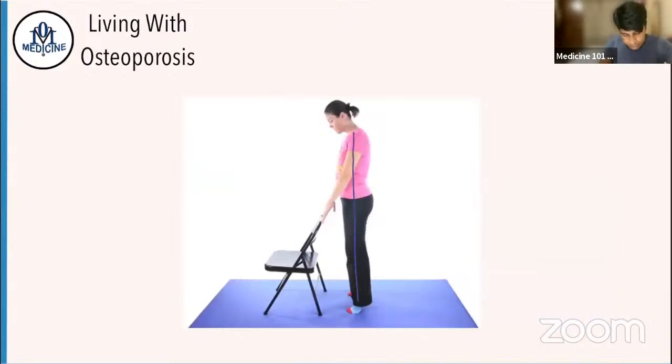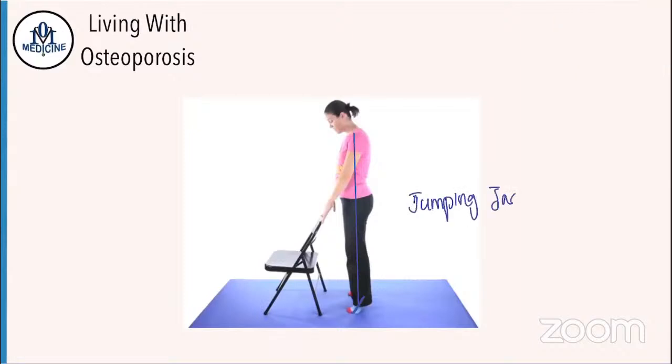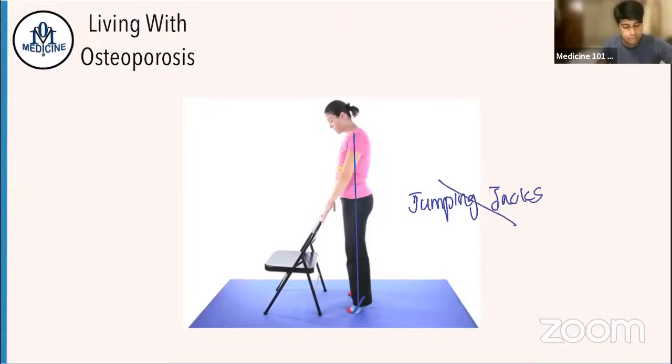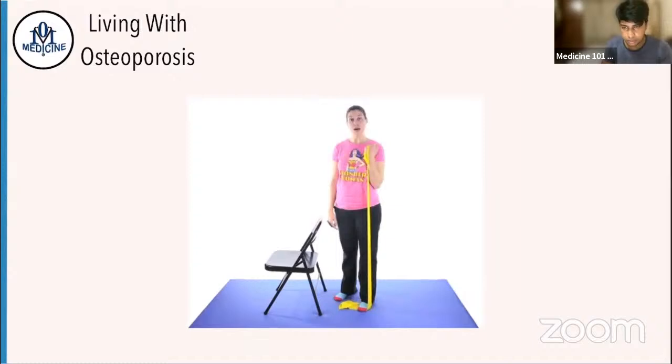And finally, you can do this exercise. This is heel raise. Do not do jumping jacks. This can damage the spine. Don't do jumping exercises. But this is okay to do and is recommended. And finally, you can do strength training for the upper body also, because this will also increase bone mass in general. You can use a resistance band, and it shouldn't be like this. The arm should be locked here and bring it here.